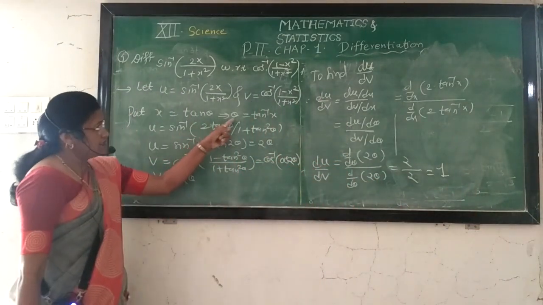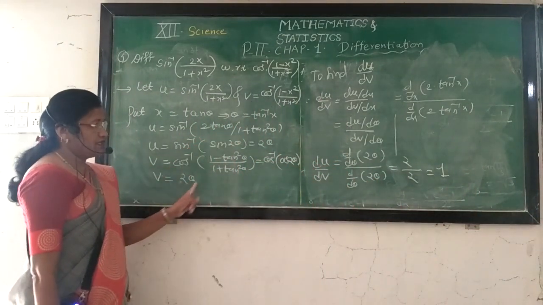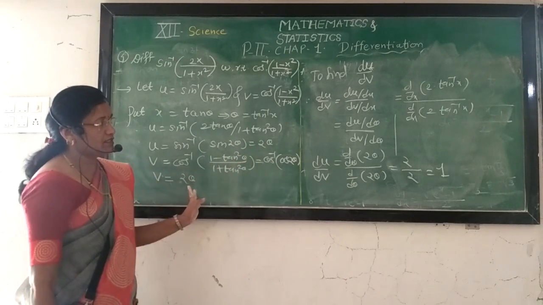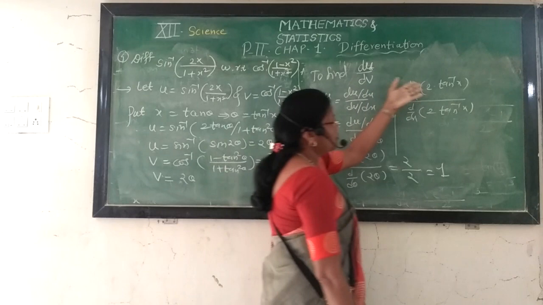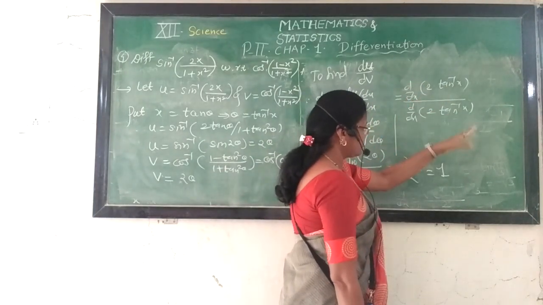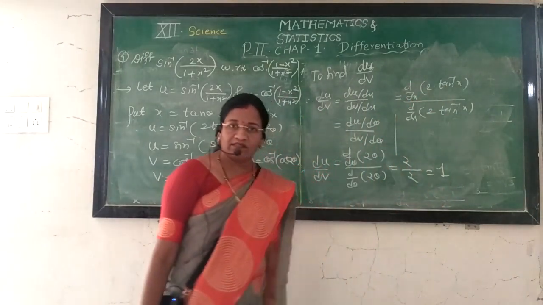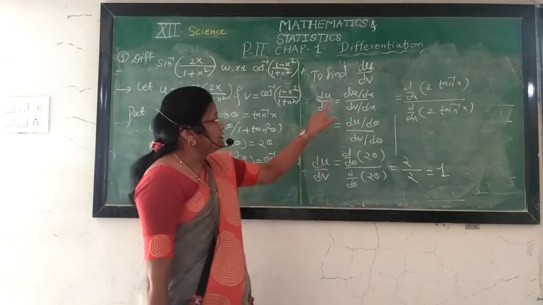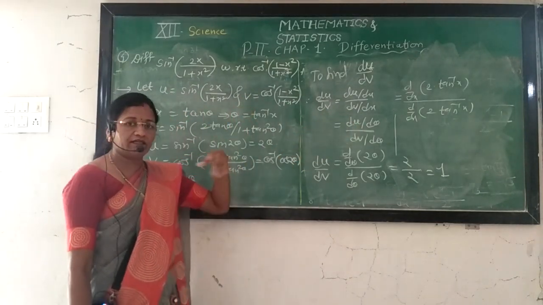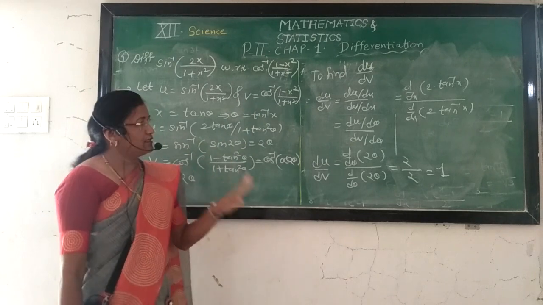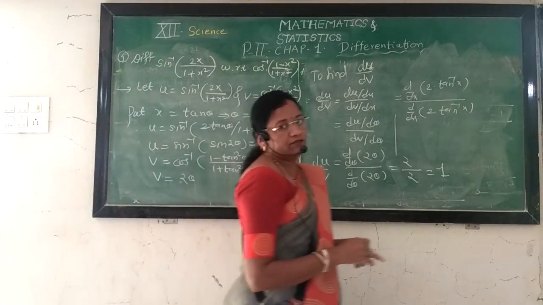Because theta is equal to tan inverse x, we can replace theta by tan inverse x. 2 is constant, and both have the same derivative, so that can be cancelled out and you get the answer 1. But this can be used when in both u and v we can take different substitutions, and that can be taken in terms of x.